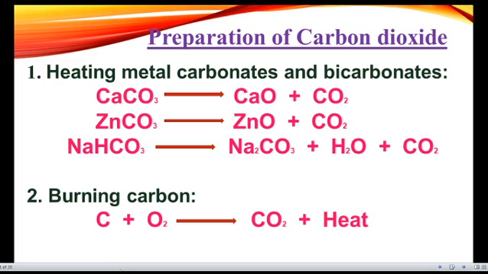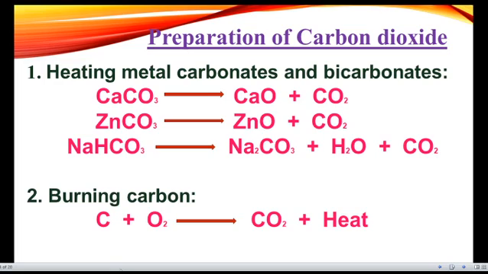How is carbon dioxide prepared? In various ways we are able to prepare carbon dioxide. The first one is heating metal carbonates and bicarbonates. From carbonates and bicarbonates we can get carbon dioxide. These processes are called decomposition reactions. Calcium carbonate decomposes and produces calcium oxide and carbon dioxide. Zinc carbonate decomposes and splits up into zinc oxide and carbon dioxide. And a bicarbonate, sodium bicarbonate, also decomposes and produces sodium carbonate, water and carbon dioxide. So in these ways we can prepare carbon dioxide.